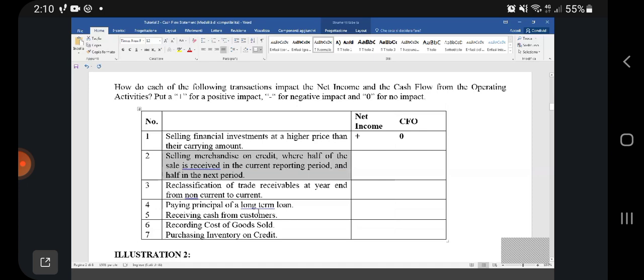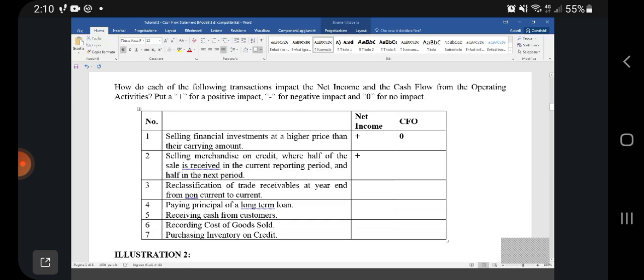Selling to customers, not in cash, but on credit. That means that I will have trade receivables. Now, half of the trade receivables will be collected in the current reporting period, and half of that in the next period. Is net income impacted from this transaction? Yes. Plus, minus? Plus. Of course, okay, good.